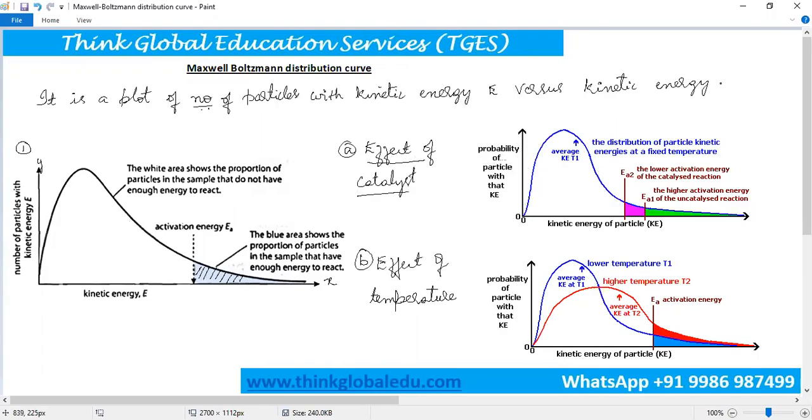In this graph of probability of the particles with the kinetic energy, or the number of particles along the y-axis and kinetic energy of the particles along the x-axis, the blue line indicates the distribution of the kinetic energy of the particles at a fixed temperature, and the portion in green color indicates the energy of the particles which have the minimum activation energy to form the products. But when we add the catalyst to the reaction medium, the catalyst will lower the activation energy, thereby increasing the number of particles that gain the energy to produce the product in a reaction chamber.